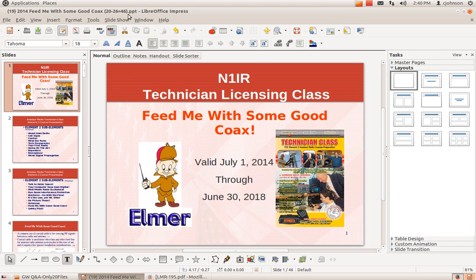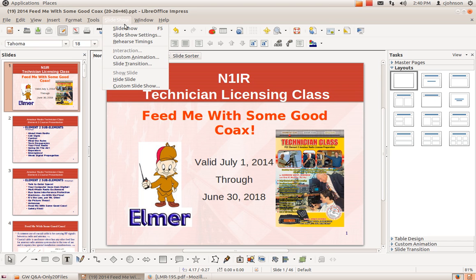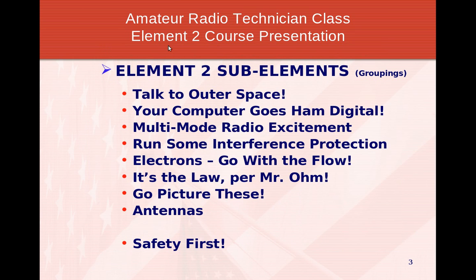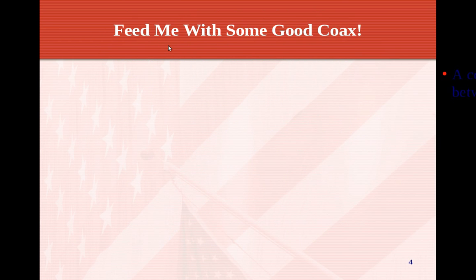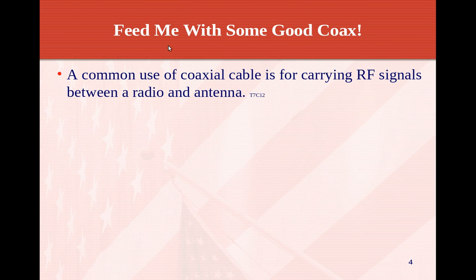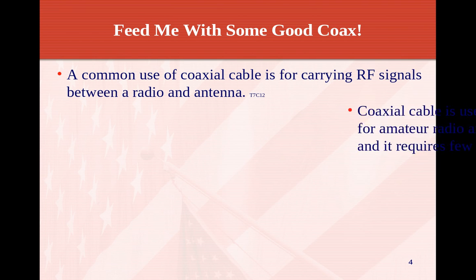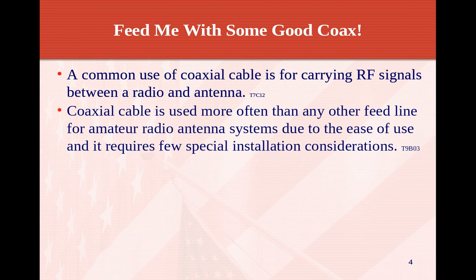This is Feed Me with some good coax. And we're almost done with second to last. Now with any antenna system, the efficiency is going to rely on the antenna and your coax. A common use of coax cable is carrying RF signals between radio and antenna. Coaxial cable is used more often than any other feed line for radio antenna systems due to its ease of use and because it requires no special installation considerations.